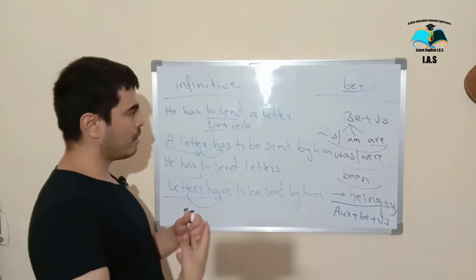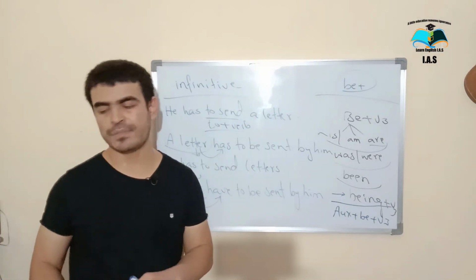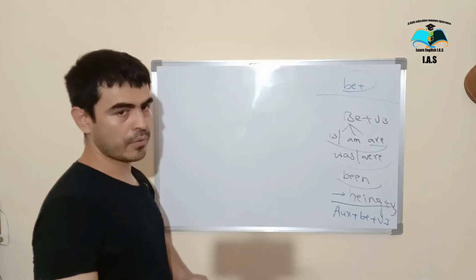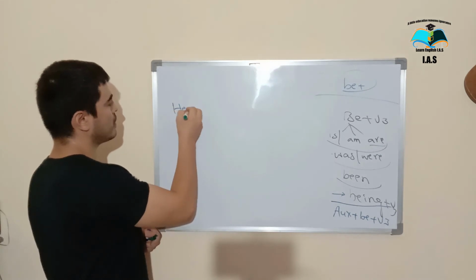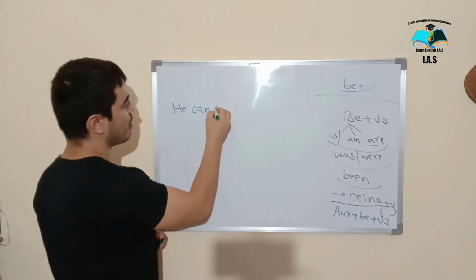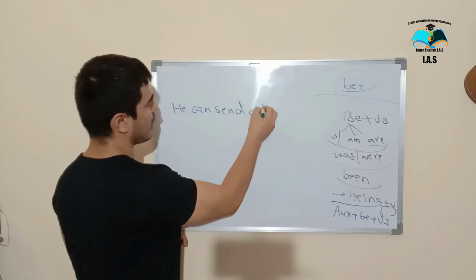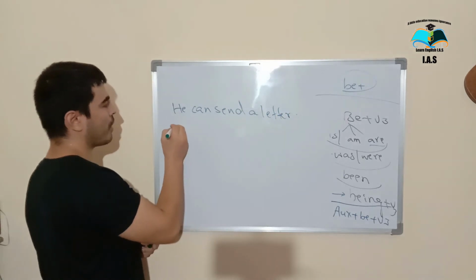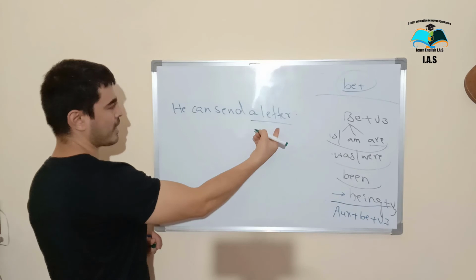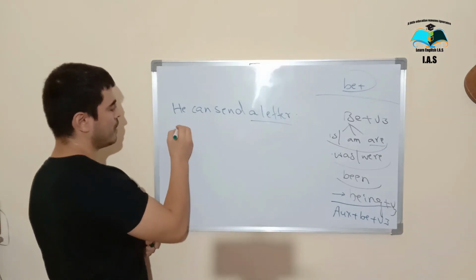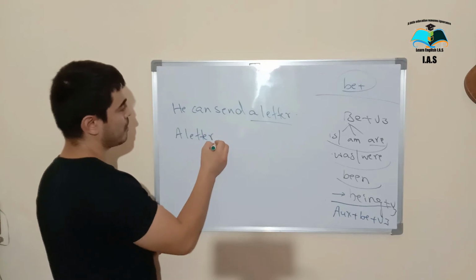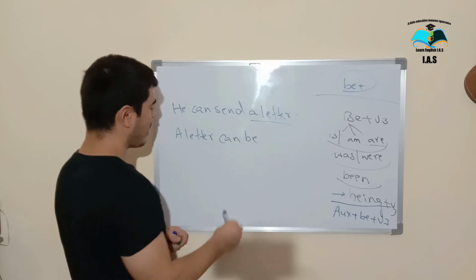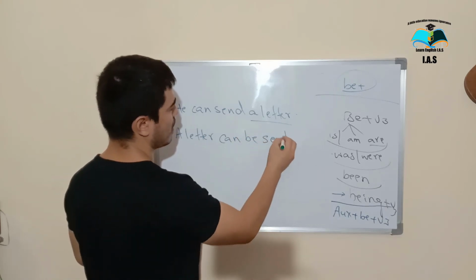Okay, now let's talk about some modals, I mean auxiliaries, how we can change auxiliaries into passive sentences. The example is, for example, he can send a letter. So, how can we change it to passive? This is the object of the active, so it becomes the subject. So I can say a letter can be sent by him.